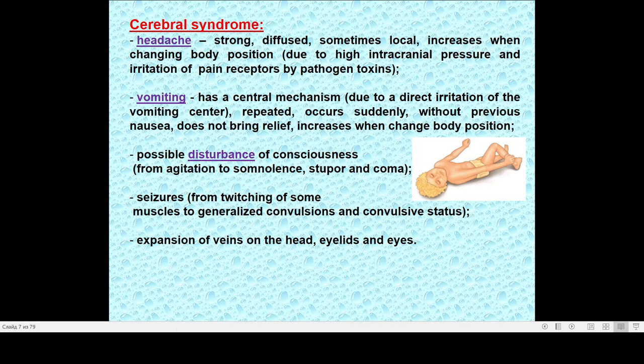Possible disturbance of consciousness from agitation, from exaltation to stupor and coma. It is associated with development of toxic damage or with development of brain edema. There will be suspicion of seizures, from twitching of some muscles to generalized convulsions and convulsive status. Expansion of veins of the head, eyelids and eyes.